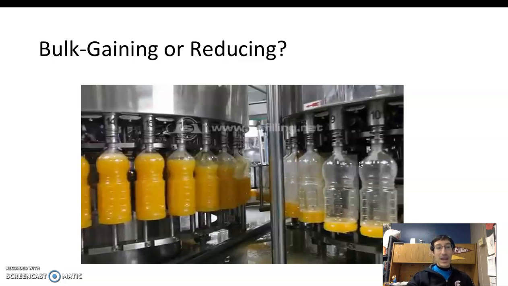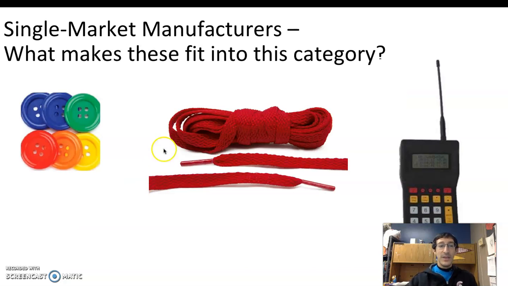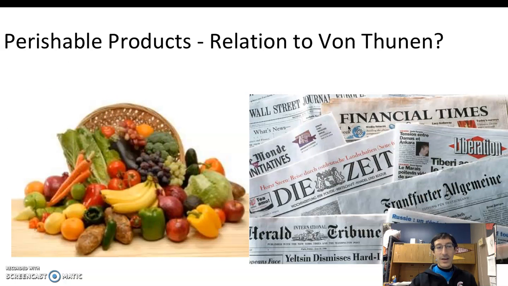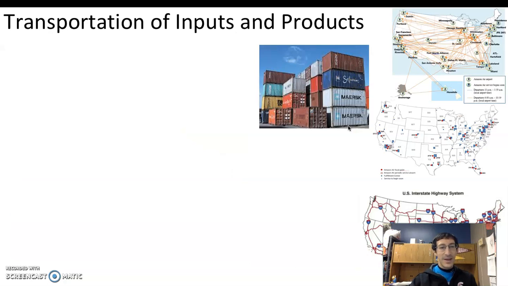Now, examples of bulk gaining would be bottling factories filling up plastic and glass bottles with refreshments. Those are considered bulk gaining because, again, they get heavier once you fill the liquid into said bottle. Single market manufacturers, buttons, shoelaces, things of that nature, which, again, you wouldn't find in too many other areas. Perishable products, we kind of already said that one.